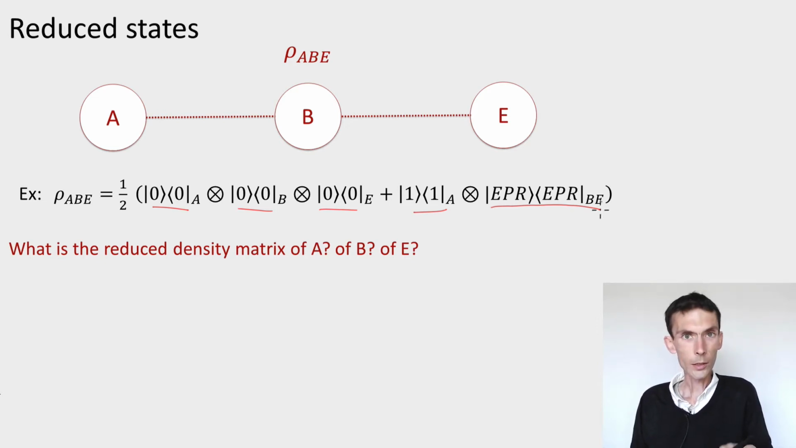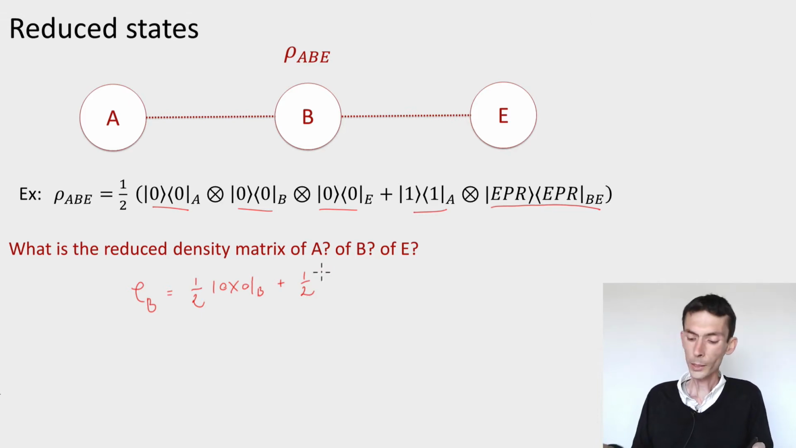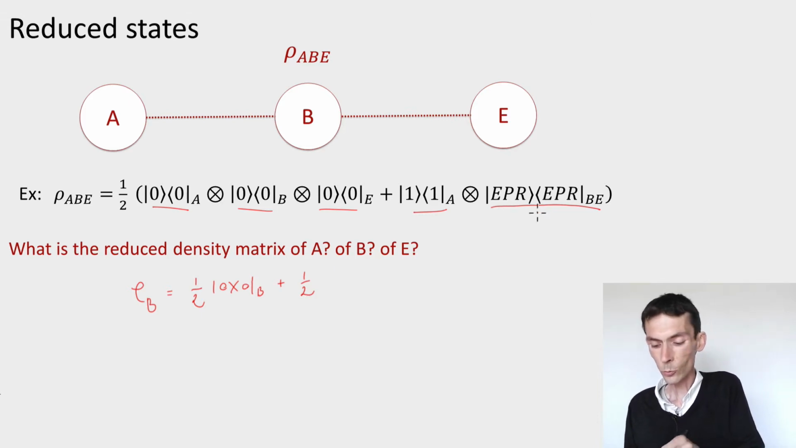In that case, I can again ask the question, what is the reduced density of this state on the A system or the B or the E system? Let's look, for instance, at the B system. As before, I'd like to say that with probability half, the B system is just in the 0, so that's okay. And then with probability half, well, I have something more complicated. This B system is entangled with E.